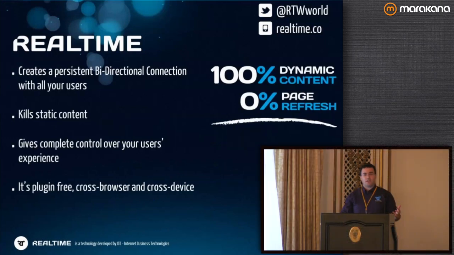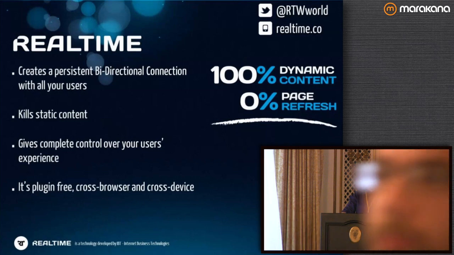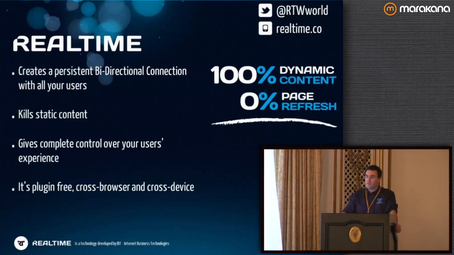So with real-time, we can create a persistent bidirectional connection between your users and your servers or your applications. It kills static content. All of a sudden, you have a way to start pushing new content to people. You have a way to start spreading information among different platforms, different browsers, and different applications. It actually takes the empowerment of our web applications from the users and gives it to your own application.